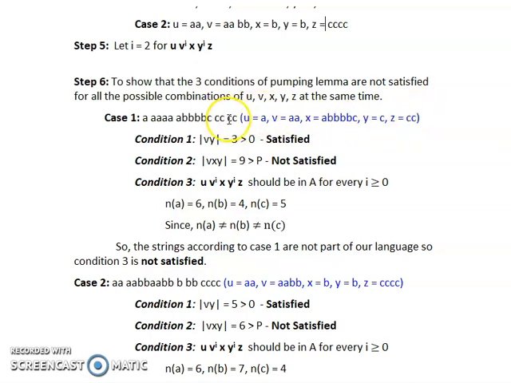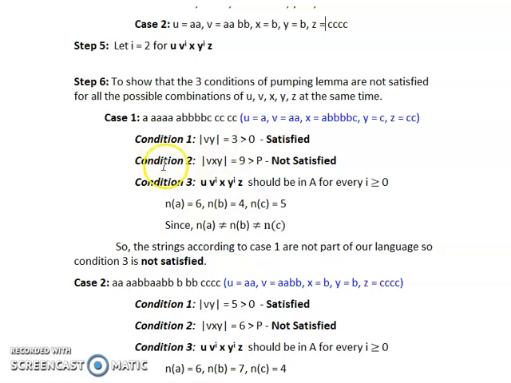And then z is taken as double c. Now we will check the three conditions. Condition 1 states that the length of the string vy taken together should be greater than 0. So v is equal to double a, that means its length is 2, and y is equal to single c, that means its length is 1. So 2 plus 1 is equal to 3. The length of substrings vy taken together is 3, that is greater than 0. So condition 1 is satisfied.